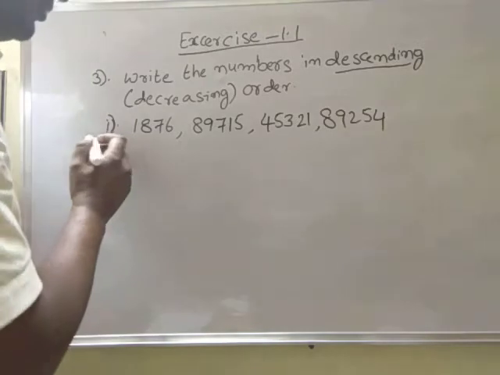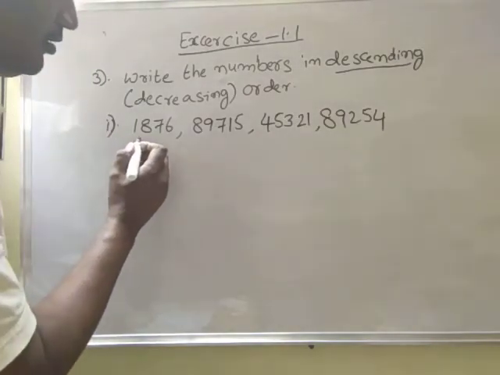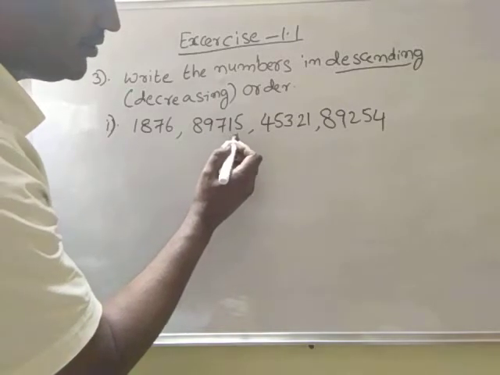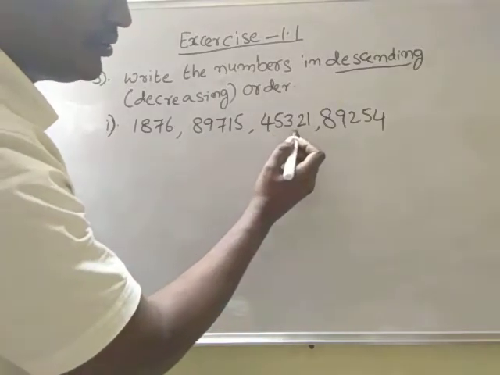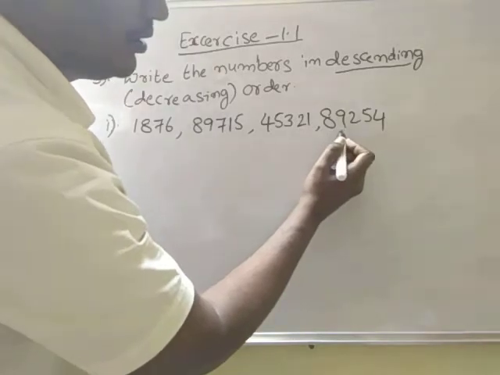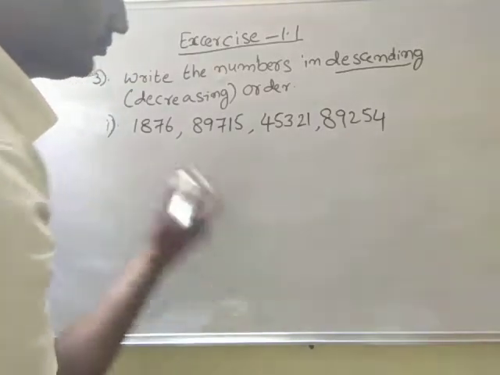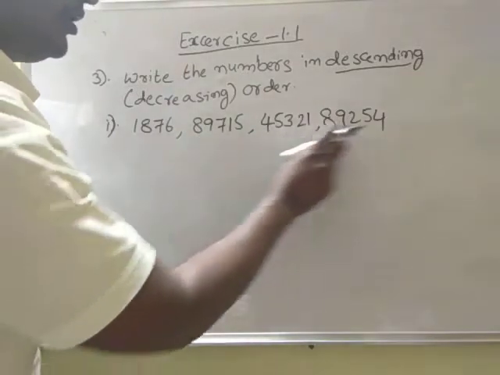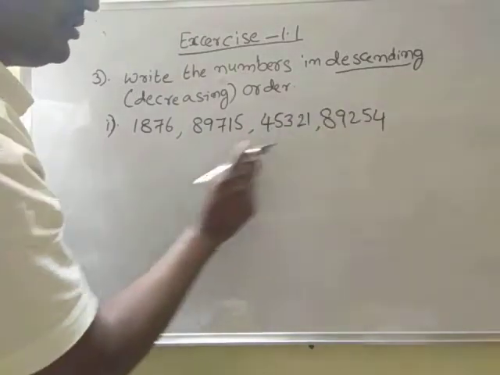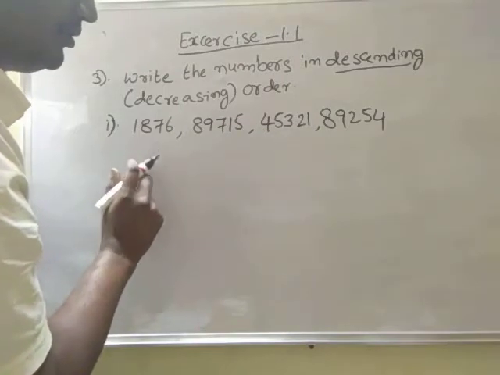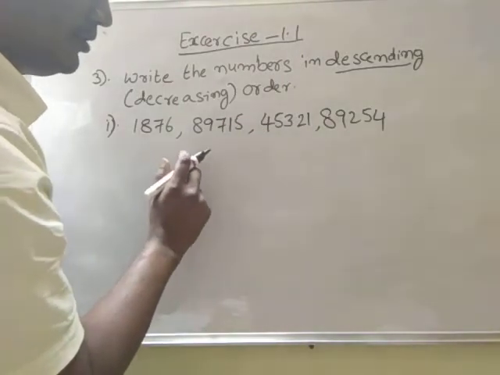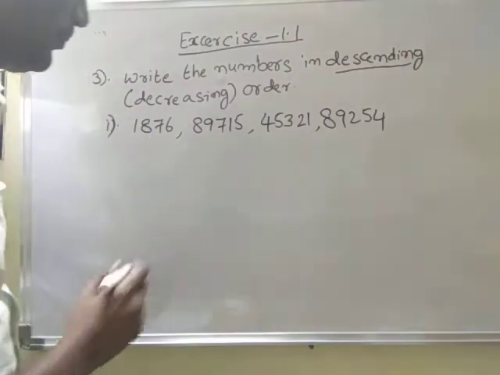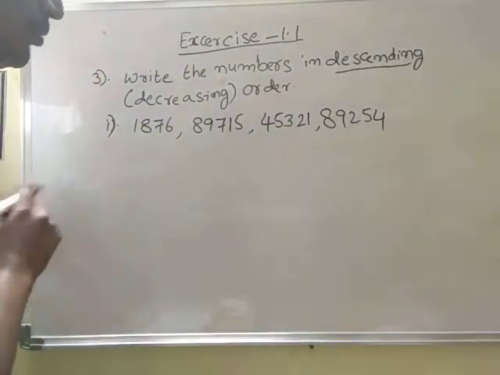Here the problem is: 1876, 89,715, 45,321, 89,254. These are the groups of numbers. From these we have to find the descending order. Descending means the highest number first, then the next, a series from the highest number to the lowest number from the above group of numbers.